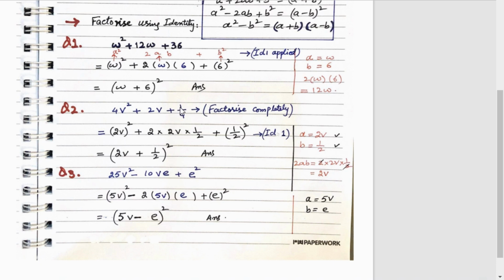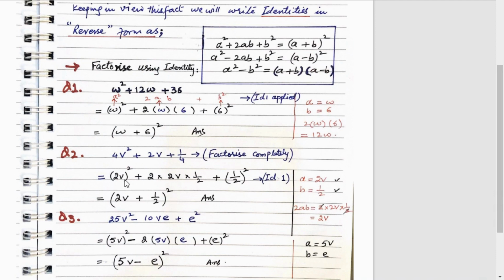Okay, now come to 1 by 4 first. 1 by 4 can be written as 1 by 2 whole square, because I again want to convert it into b square. It is also going with the first ID because all the signs are positive. So we are going with the first ID. Now in 2v square, a is replaced by 2v. Here in the rough column it is written a is equal to 2v and b is equal to 1 by 2.